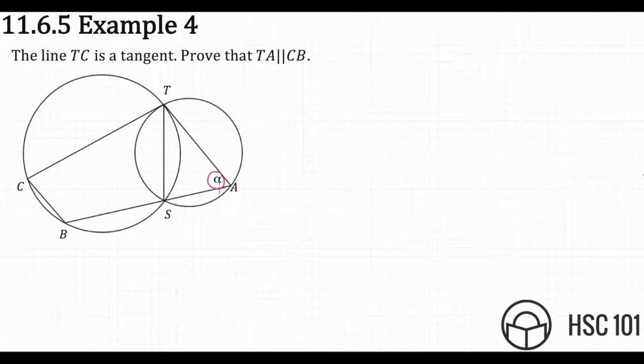we can start immediately playing around with this piece of information. As far as I can tell, if TC is a tangent, TS is a chord, and alpha is the angle subtended on the circumference by the chord TS, the angle that is made between the tangent TC and the chord must therefore be the same as alpha. So in other words, angle CTS must be alpha, because of the alternate segment theorem.